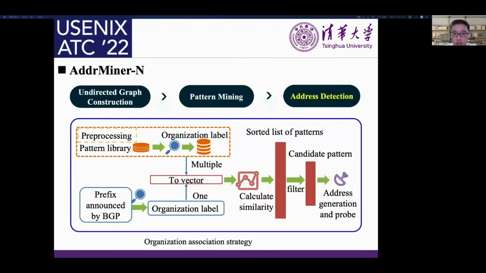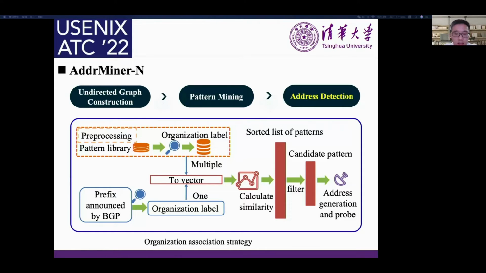We first construct organization labels for the announced prefix to which each pattern in the pattern library belongs. We get the organization label by querying the whois information. Next, we get the organization labels of the announced target prefixes in the same way. Then, we select the more similar patterns by calculating the similarity between the organization label of the target prefix and the organization labels of each pattern in the pattern library.